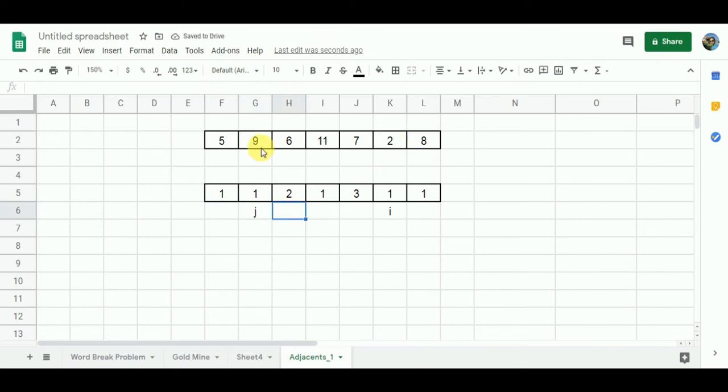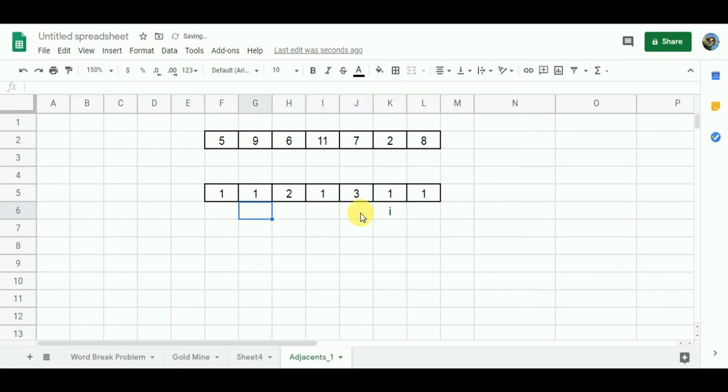Over here it's 9 and 2 again. The difference is not 1, so nothing happens. Let's move J to the right. The difference between 6 and 2 is 4. Nothing happens again. It has to be 1. We come here, so the difference between 11 and 2 is 9. Nothing happens. J moves one cell to the right. The difference between 7 and 2 is 5. It is also not equal to 1, so nothing happens.